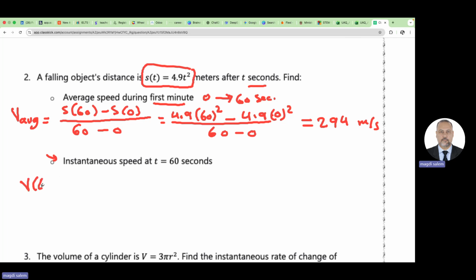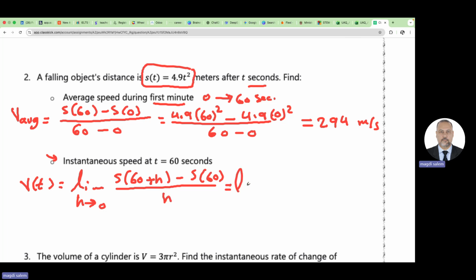The instantaneous velocity equals the limit as h approaches 0. You will find this formula in the formula sheet: S of 60 plus h minus S of 60, divided by h. So take its limit as h approaches 0, then use replacement instead of the function.